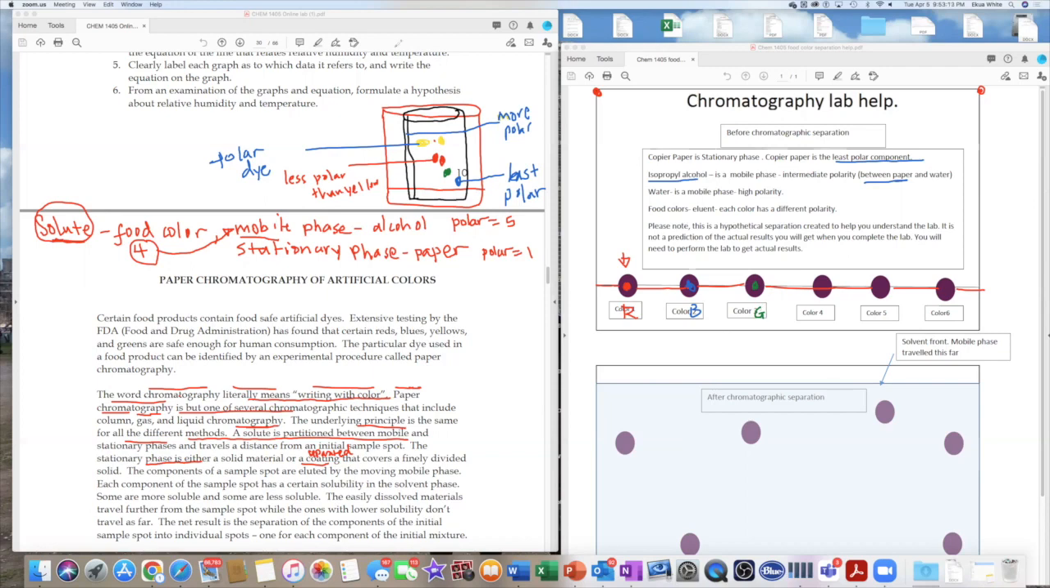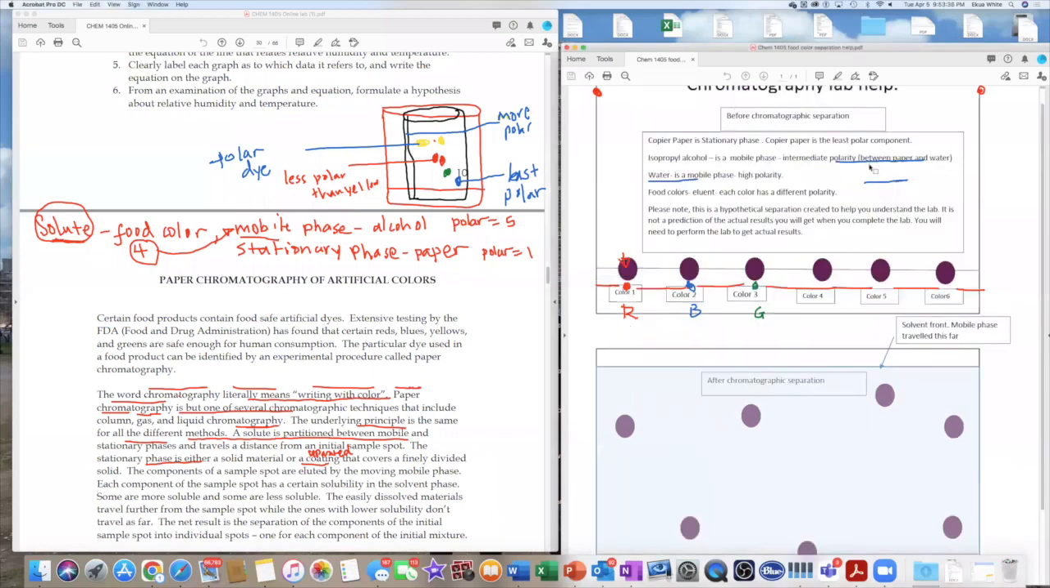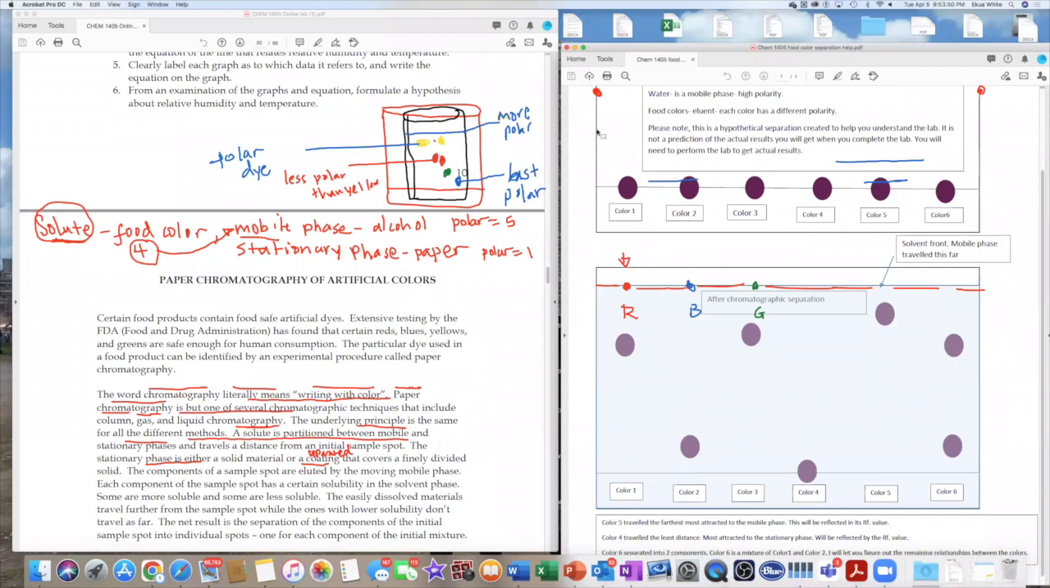Once again, whenever we're done with all of this, you're gonna be figuring out the retention factor. So the retention factor helps us to determine, of the dyes that we have, which is the most polar, which is the least polar, which traveled the most, and which traveled the least, okay? So imagine this piece of paper up here. This is the paper before you put it in the beaker. And this is the paper after you put it in the beaker. So we want to make sure we know what these levels are right here.